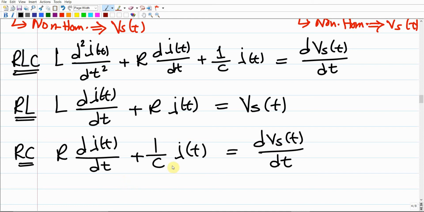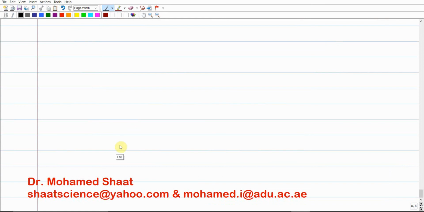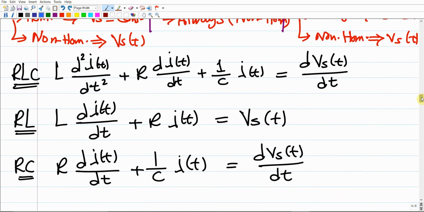So now the objective, and this is the objective of today's video actually, is to show you how we can solve these different forms, different types of ODEs. As I mentioned, we do have 3 types of ODEs, but we can group them into just two types. Why? Because the first one is a second order ODE. These two are first order ODEs.